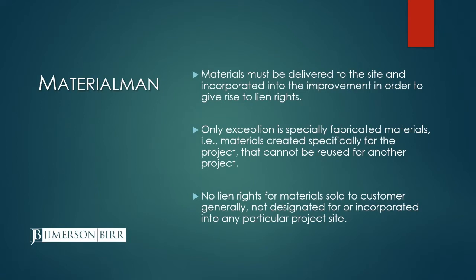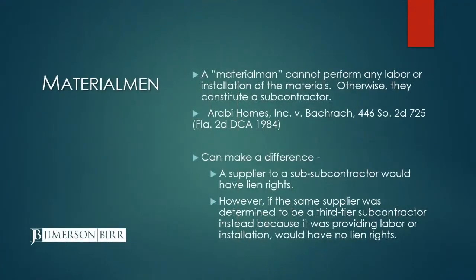They don't actually have to be incorporated into the project to give rise to lien rights, but that's a limited type of materials. Specially fabricated materials are materials that are created specifically for this particular project that can't be reused for another project. An example might be something cut to a specific size that's very unique to a particular project, that you can't just take and use on another project because of the unique size or shape. So it's a pretty limited category of materials, but it is an exception to the delivery and incorporation requirement.